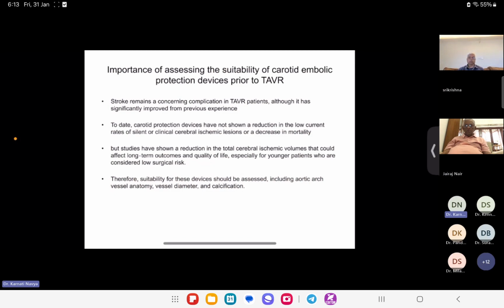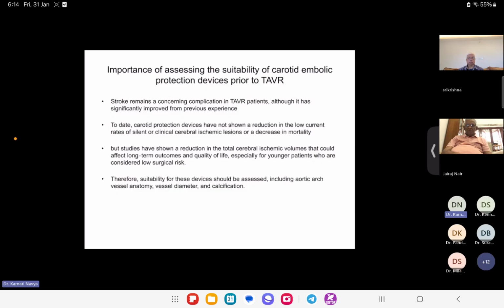Importance of assessing the suitability of carotid embolic protection devices prior to TAVR. Stroke remains a concerning complication in TAVR patients, although it has significantly improved from previous experience. To date, carotid protection devices have not shown a reduction in the rates of silent or clinical cerebral ischemic lesions or a decrease in mortality.